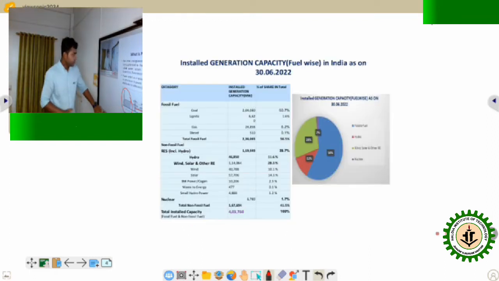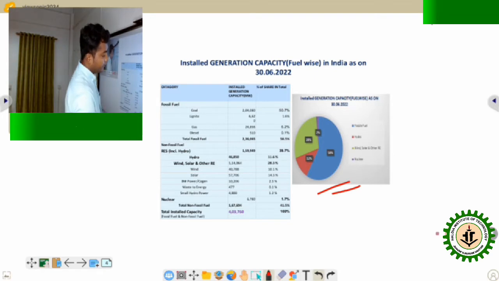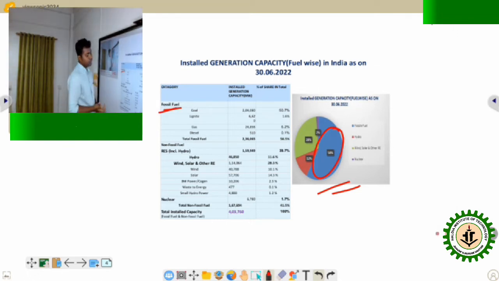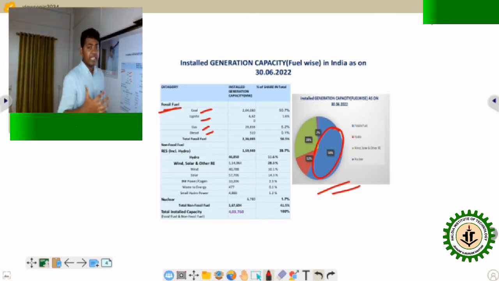So next, before going to the details, first of all, the installed generation capacity in India as of 30th June 2022. If you see this figure, you will see that the maximum amount of energy is generated by fossil fuels. Fossil fuel means there may be coal, lignite, gas, diesel, all are under fossil fuels. This fuel is used in the thermal power plant. 58% of power is generated from the thermal power plants.